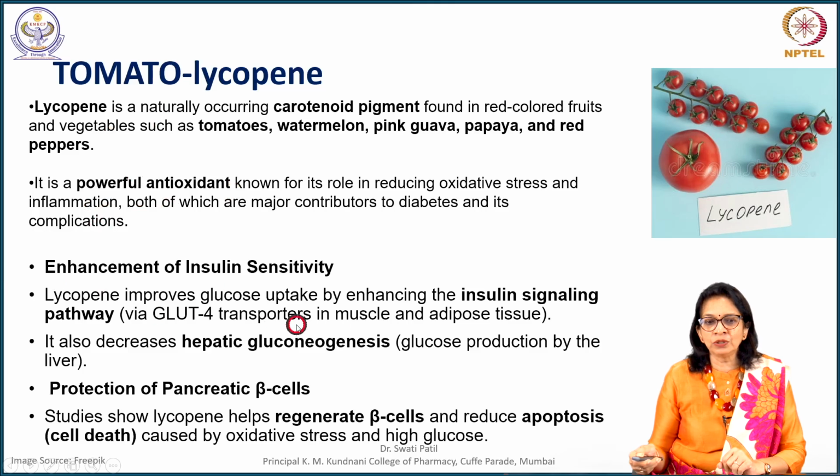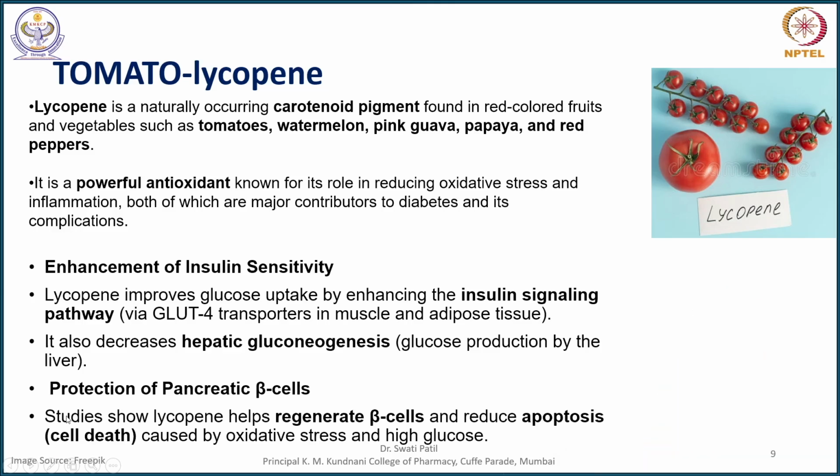It improves glucose uptake by enhancing the insulin signaling pathway via the GLUT4 transporters in muscle and adipose tissue. It also decreases hepatic gluconeogenesis and glucose production by the liver. Protection of the pancreatic beta cells is very important. It helps in regeneration of the beta cells and reduces apoptosis, or cell death, caused by oxidative stress.